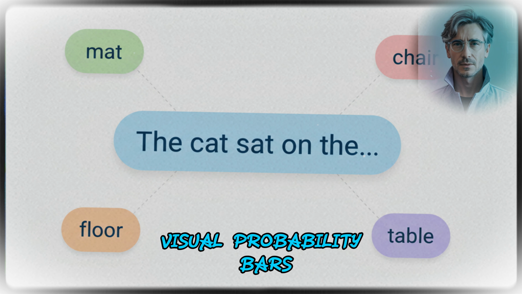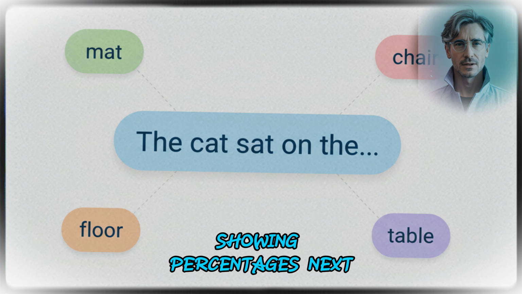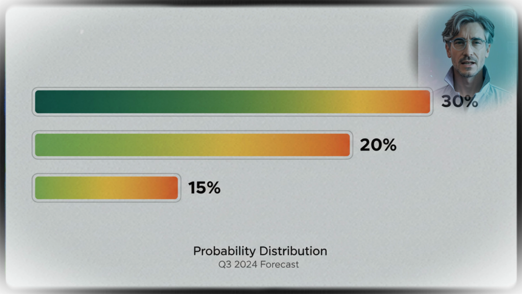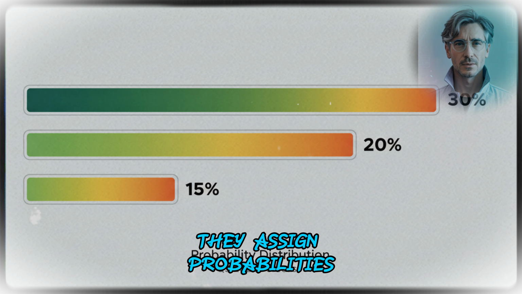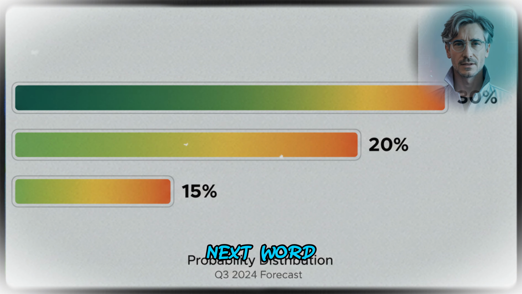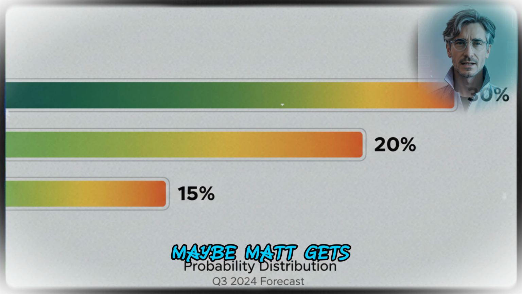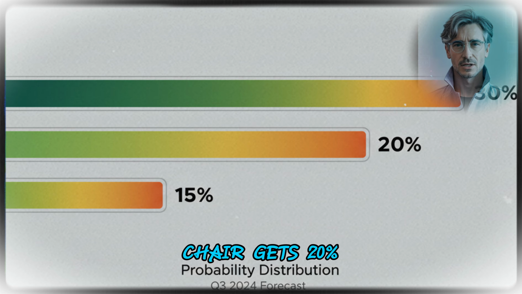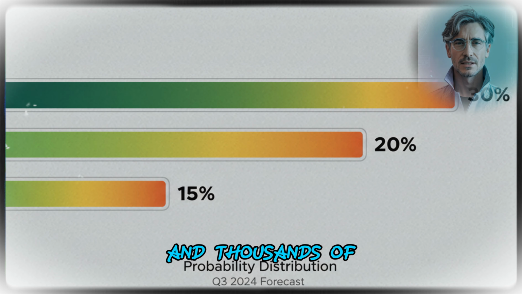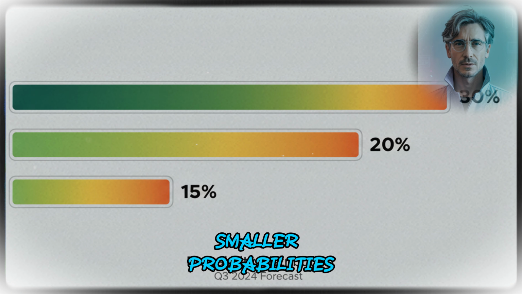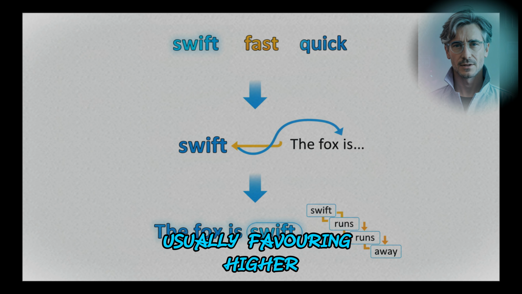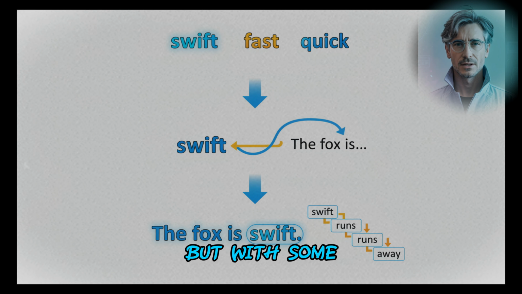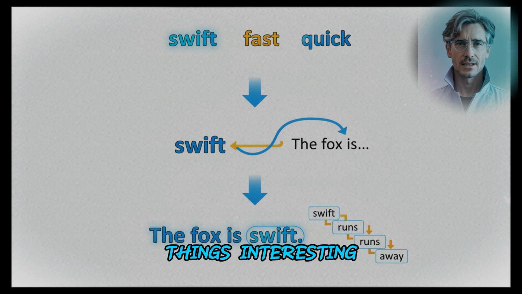Visual: probability bars showing percentages next to each word option. LLMs work the same way, but with mathematical precision. They assign probabilities to every possible next word. Maybe mat gets a 30% probability, chair gets 20%, floor gets 15%, and thousands of other words get smaller probabilities. The model then selects from these options, usually favoring higher probability words, but with some randomness to keep things interesting.